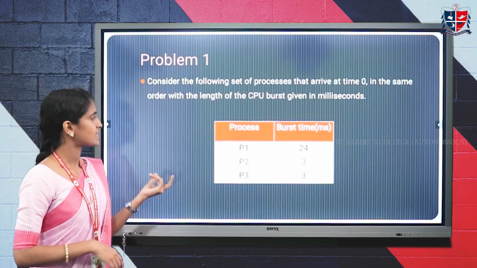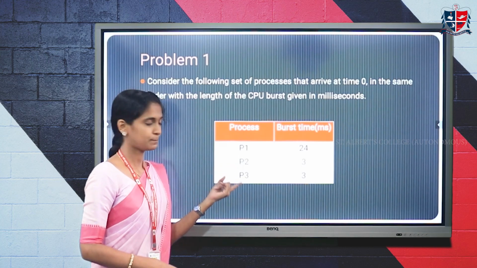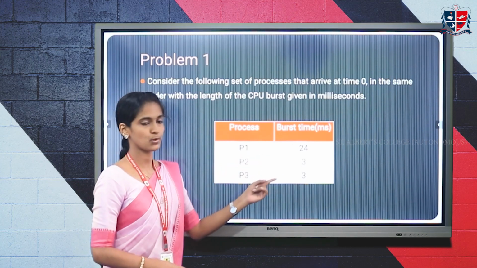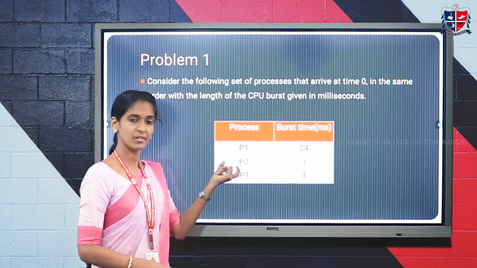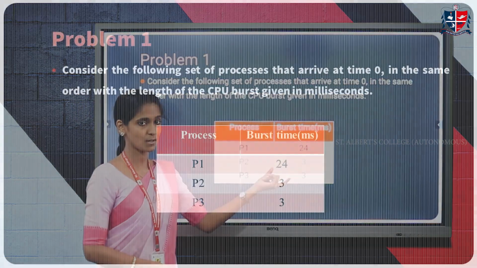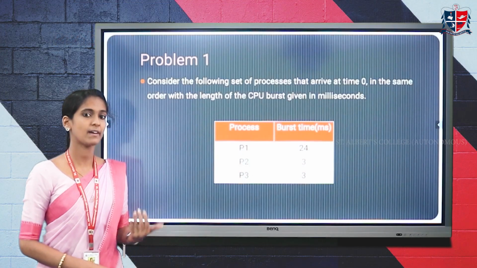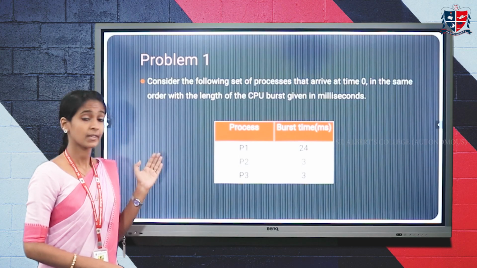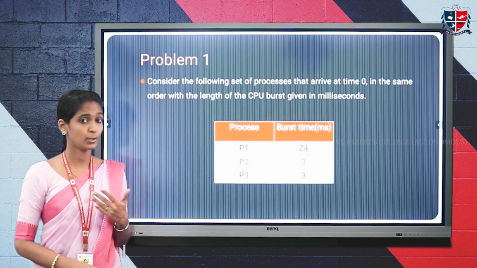Now let's discuss this with an example. Here an example is given with three processes P1, P2 and P3, along with their execution time, that is, burst time. P1 has 24 milliseconds of burst time, P2 has 3 milliseconds, and P3 has 3 milliseconds. We want to find the average turnaround time and average waiting time for the FCFS scheduling algorithm.